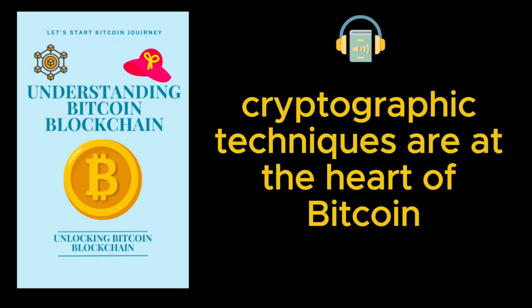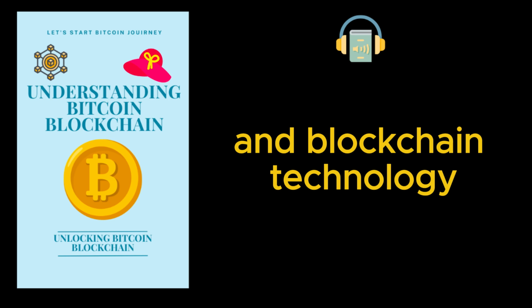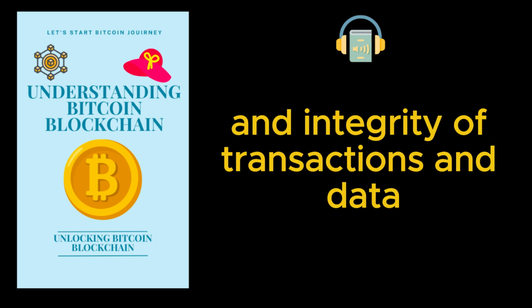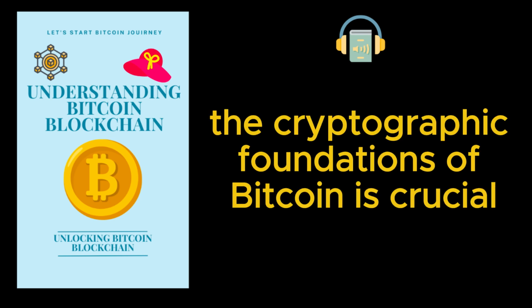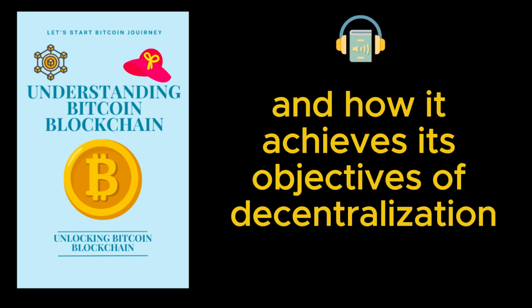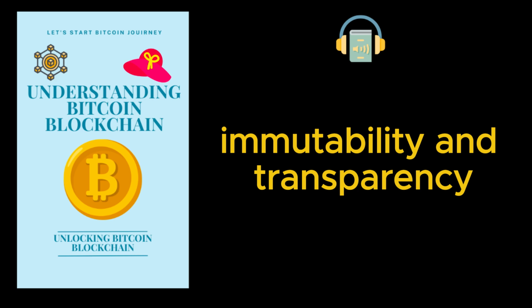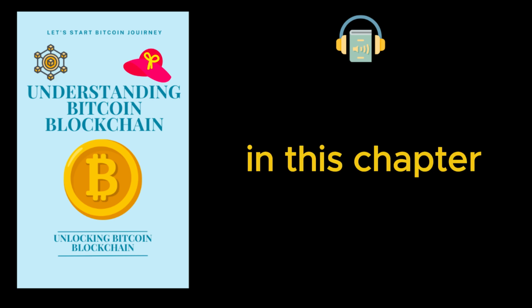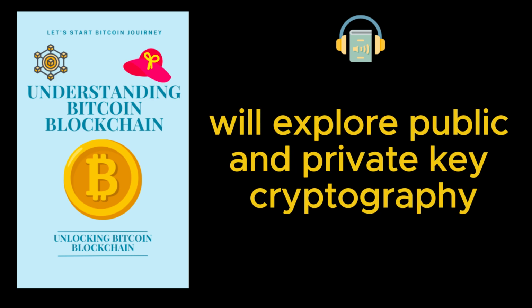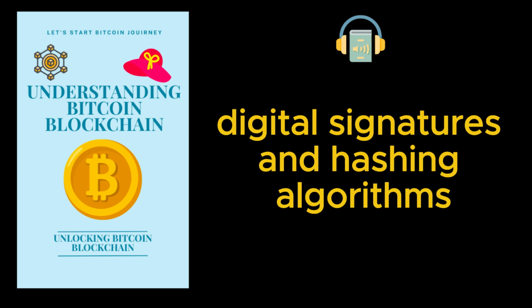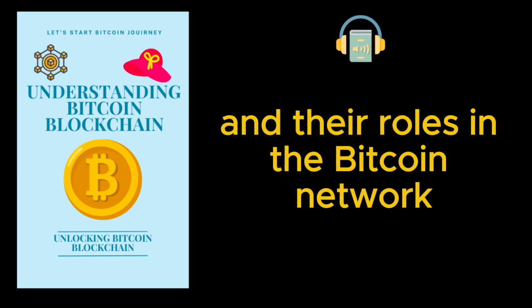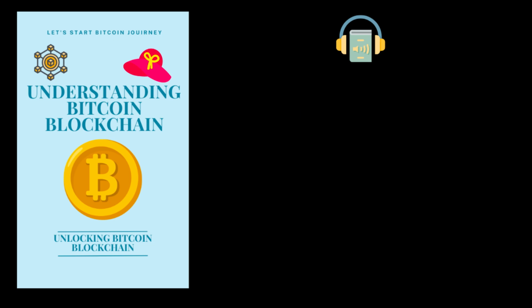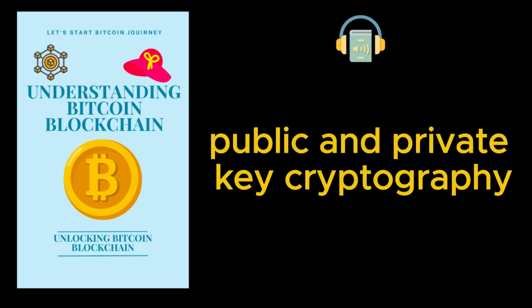Cryptographic techniques are at the heart of Bitcoin and blockchain technology, ensuring the security and integrity of transactions and data. Understanding the cryptographic foundations of Bitcoin is crucial for grasping how the system operates and how it achieves its objectives of decentralization, immutability, and transparency. In this chapter, we'll explore public and private key cryptography, digital signatures, and hashing algorithms and their roles in the Bitcoin network. Public and private key cryptography.